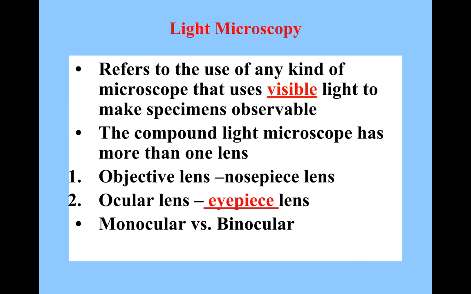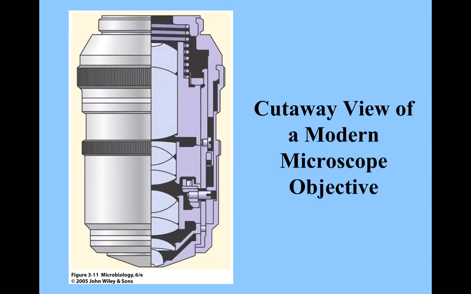The eyepiece is also called the ocular. Again, ours are 10x. Different microscopes, some might have 15, but that's the magnification. Now, our microscopes are binocular, meaning that we have two ocular lenses. There are some monocular that have a single ocular lens. This is the cutaway of the lens that we looked at on Monday, showing you all the lenses that are in there and how it concentrates the light.